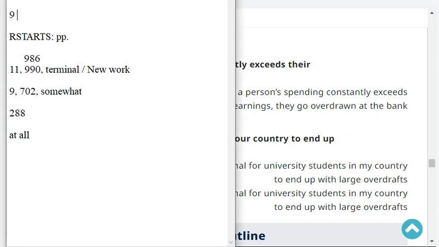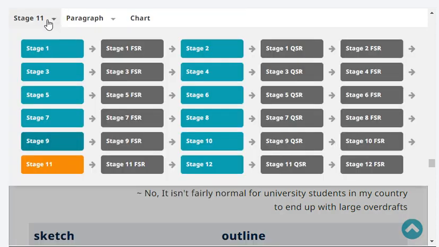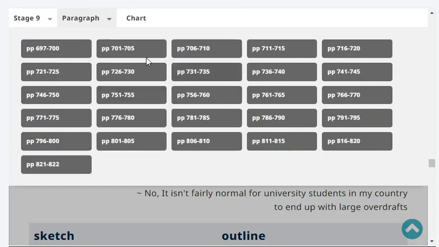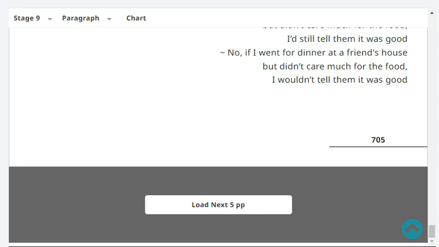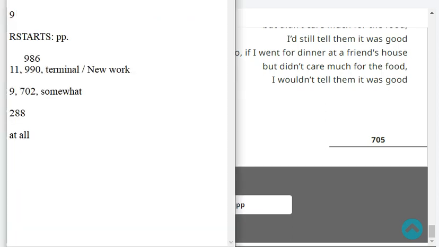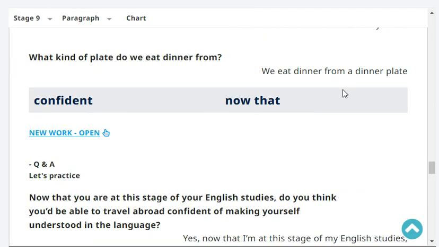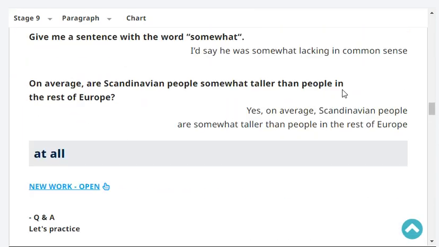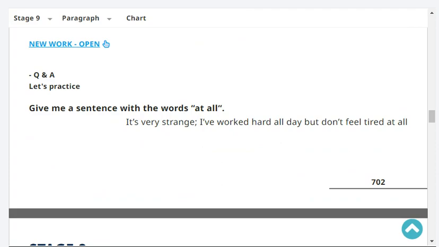Okay, so our reading is at stage 9, page 702. Our last headword was somewhat. Please start at headword at all. At all. Give me a sentence with the words at all.